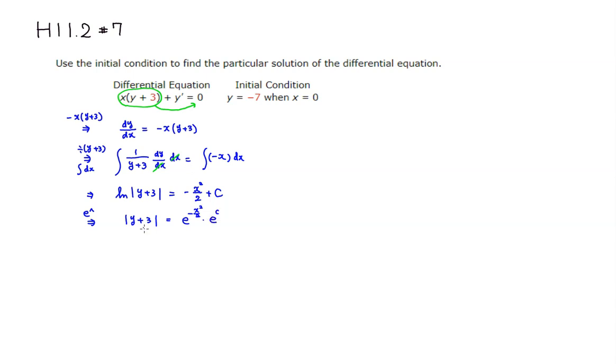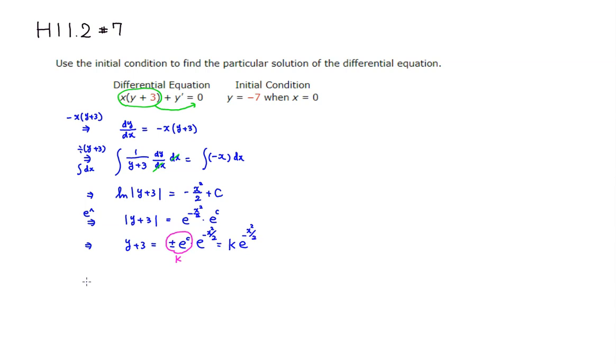Then I want to drop the absolute value sign, so I have to consider positive and negative versions. So I'm going to put the plus or minus, and then you have e to the c, and then e to the negative x squared over 2. There's no reason to keep the complicated expression plus or minus e to the c, because that's just going to be a number. Since I already used c, I'm going to call this constant k. So I'm just going to call it k times e to the negative x squared over 2.